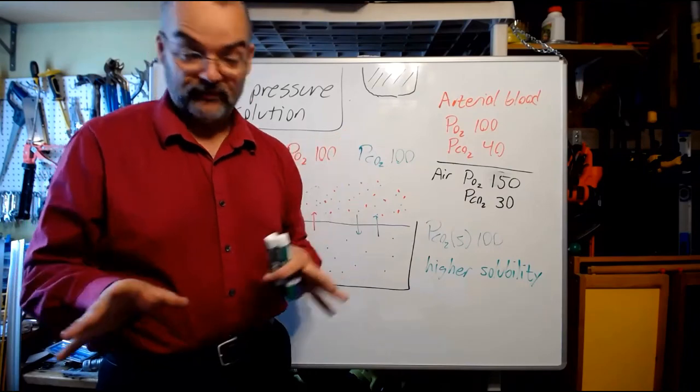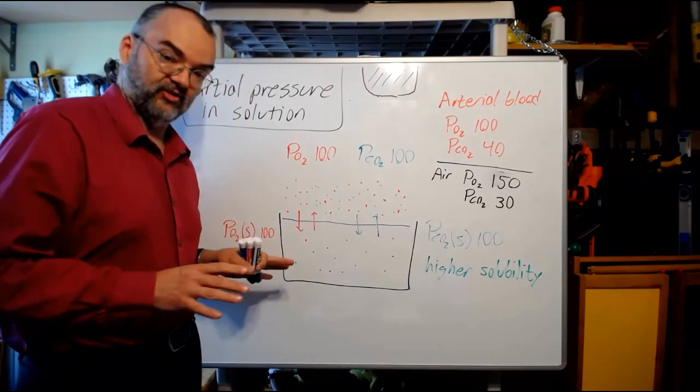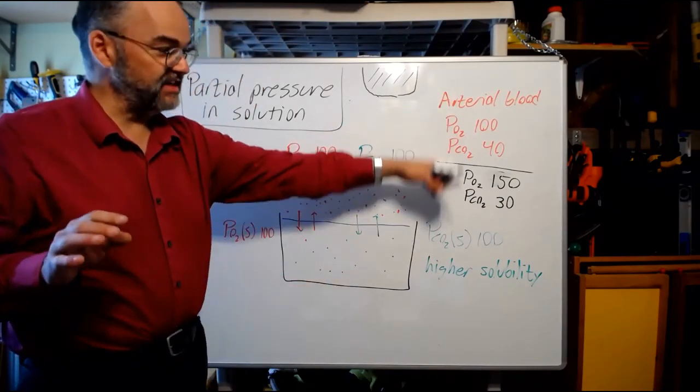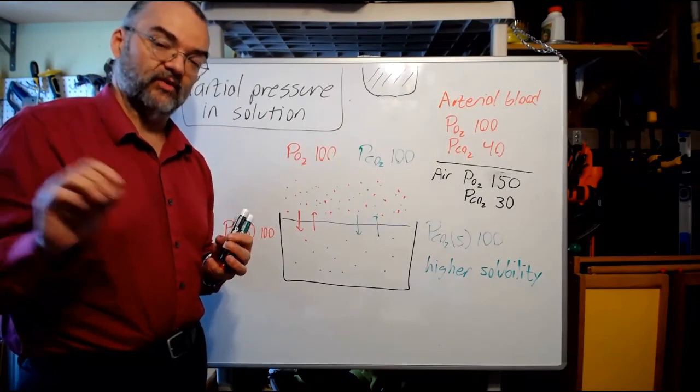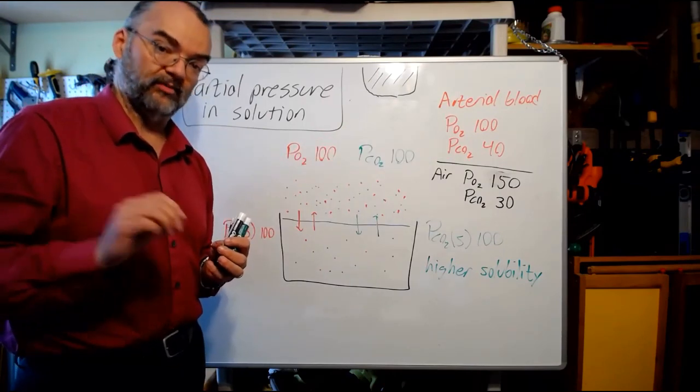So, hopefully that helped. Partial pressure in solution can be a little bit weird, but this is the main idea. You're going to use it to determine which way gases are going to move from one place to another, and that's not too bad.